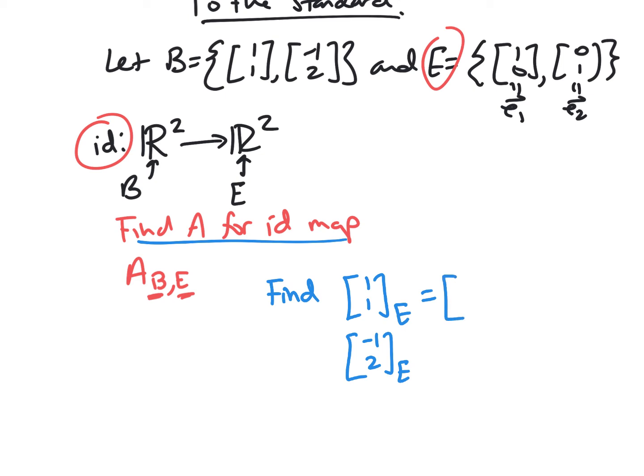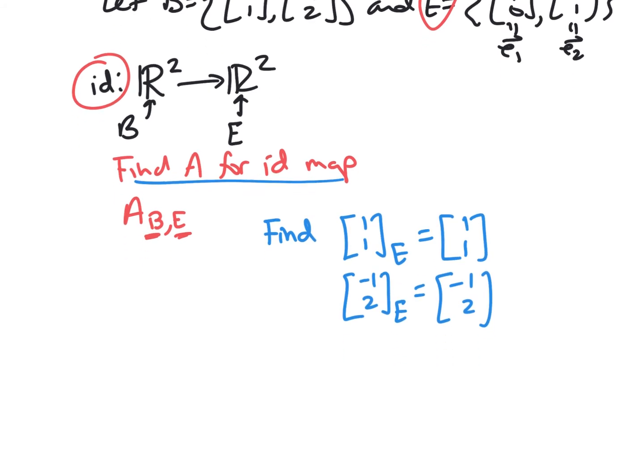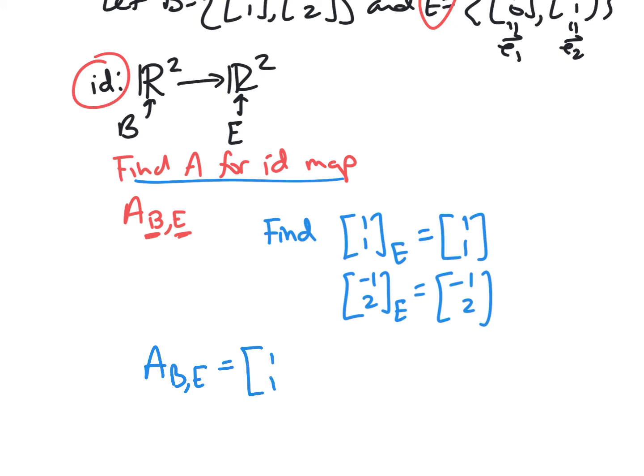So I mean, (1, 1) is 1 times (1, 0) plus 1 times (0, 1). So it's just itself. And it's the same thing here. Anything written in the standard basis is just going to be itself again in terms of the coordinate vector. So thus, my A sub B,E is going to just be (1, 1) for my first column and (-1, 2) for my second column. And so this represents the identity map, but changing these bases, okay?